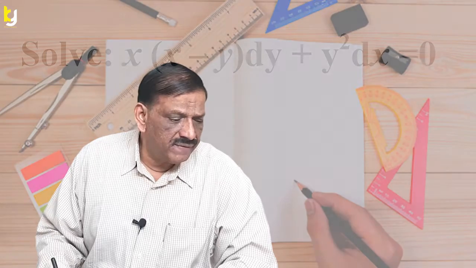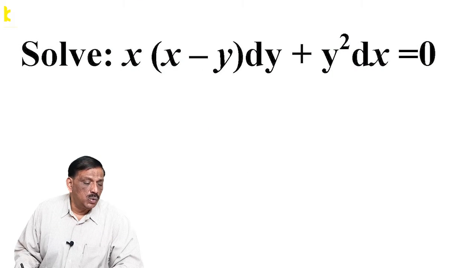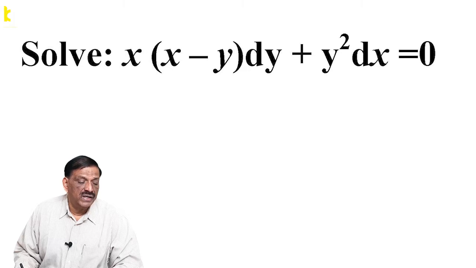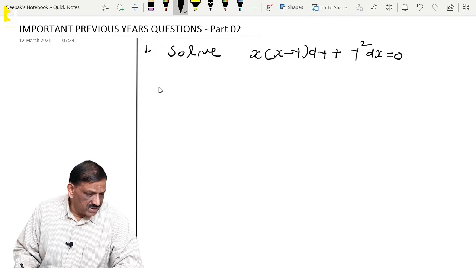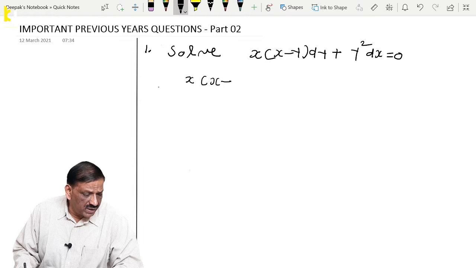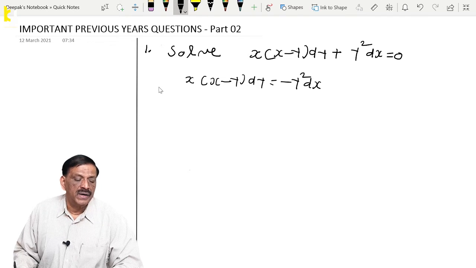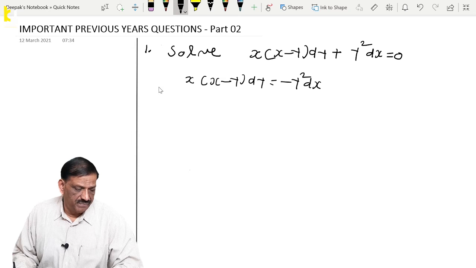See, the question is: solve x into (x minus y) dy plus y square dx equal to 0. That is the question. We must solve this question. See, this is x(x minus y) dy plus y square dx equal to 0. Therefore, x(x minus y) dy is equal to minus y square dx. Bring y square dx to the right hand side.